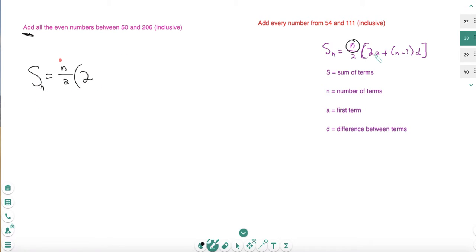2 times a is the first term. Well, the first term is 50 and it's inclusive. So we're including 50 and 206. So 2 times 50 plus n minus 1, well, we don't know the number of terms in our sequence, so n minus 1, d. The difference between each term is 2, because we're adding all the even numbers only. So 50, 52, 54, 56. The difference between each number is 2. So our d value is 2.